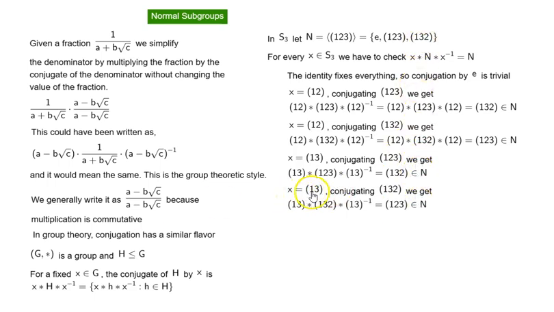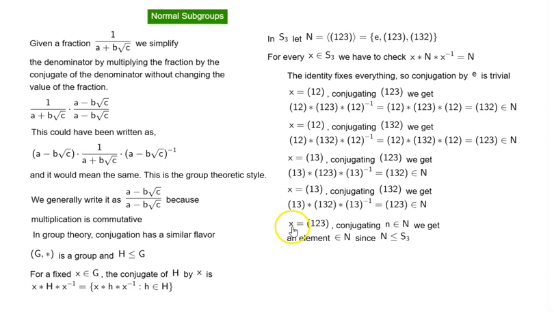Again, let's take x equal to (1 3). Conjugating (1 3 2) now, we get (1 3) times (1 3 2) times the inverse of (1 3), which gives us (1 2 3), which is again in N.